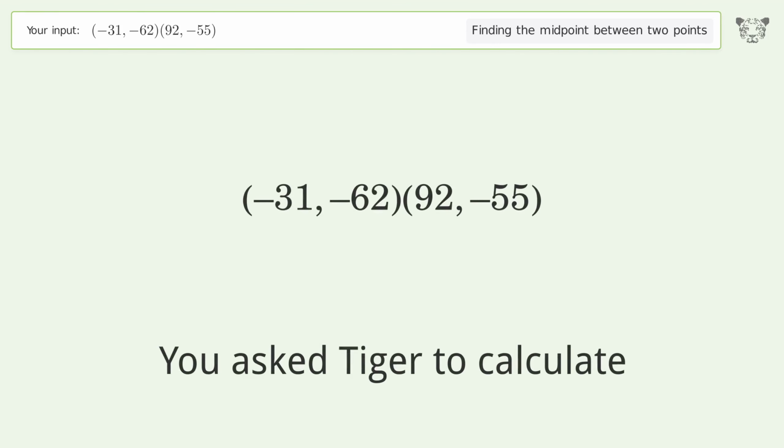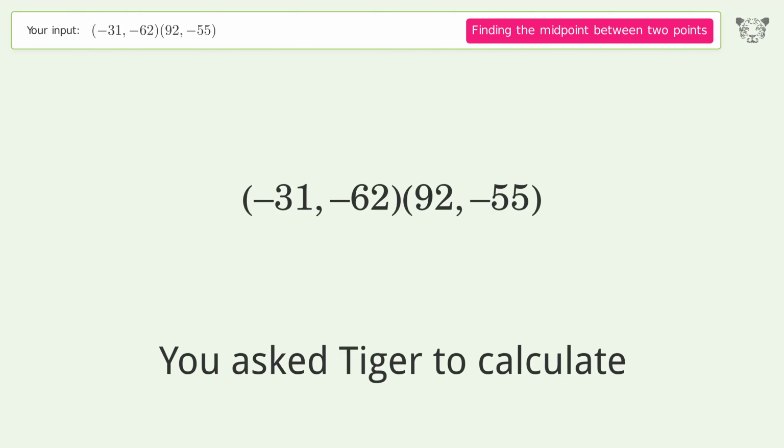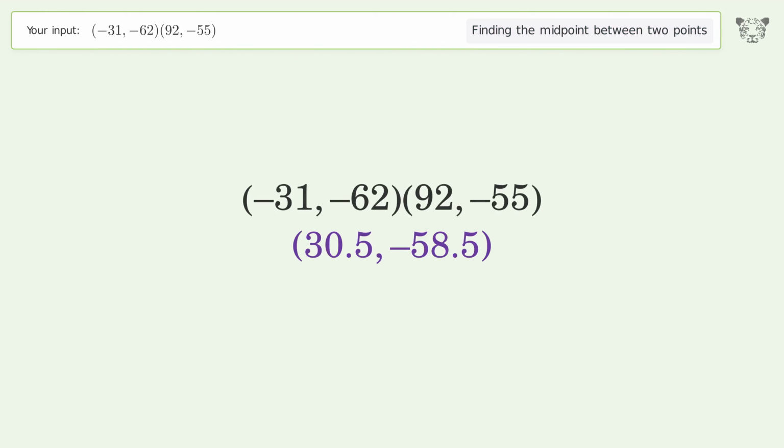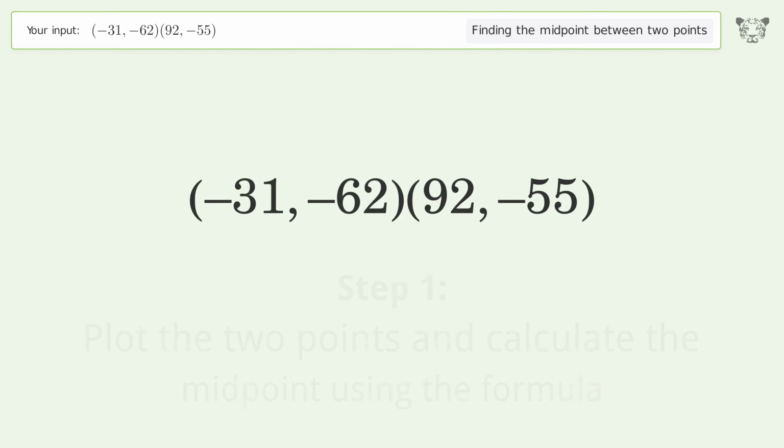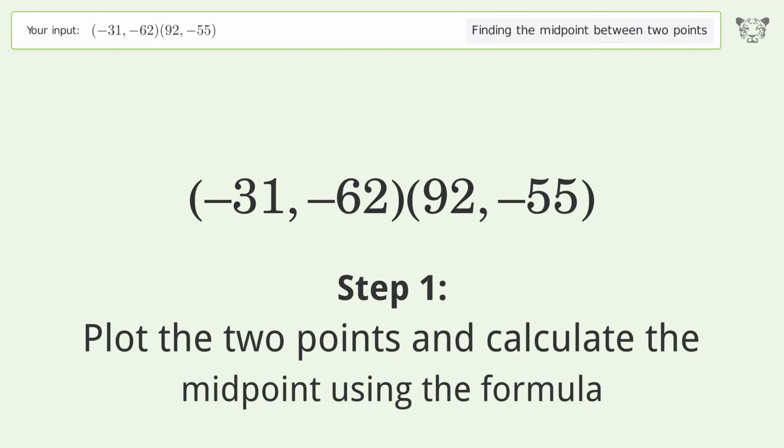You ask Tiger to calculate. This deals with finding the midpoint between 2 points. The midpoint between the 2 points is 30.5, negative 58.5. Let's solve it step by step. Plot the 2 points and calculate the midpoint using the formula.